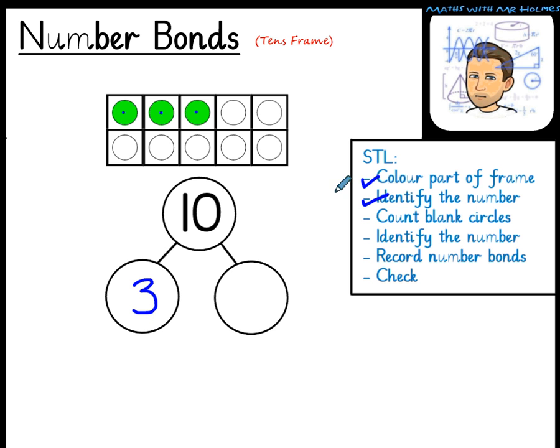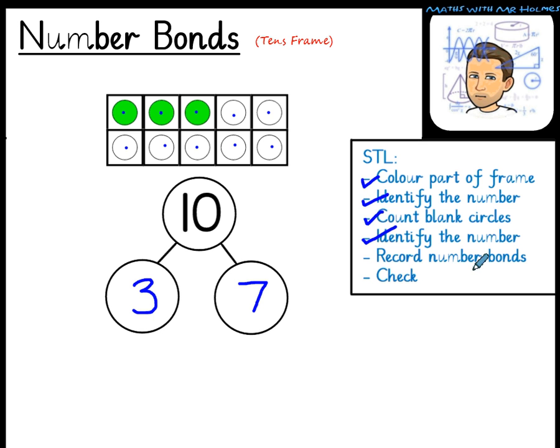Next, we want to count the blank circles. 1, 2, 3, 4, 5, 6, 7. Identifying the number and writing it in our whole part model.